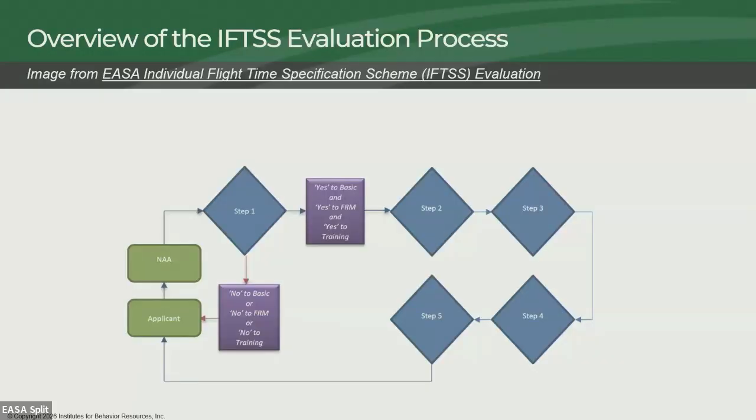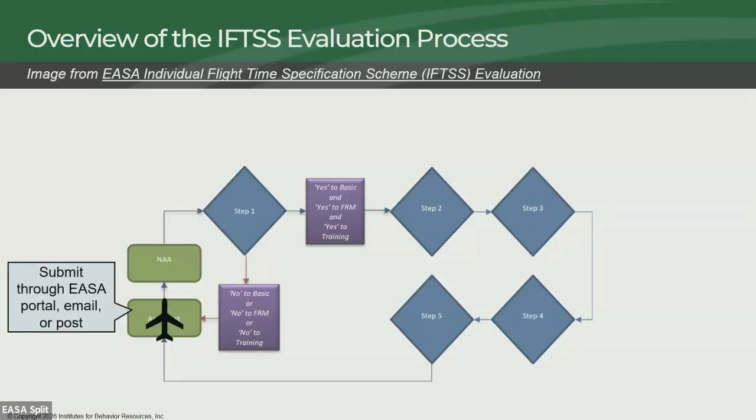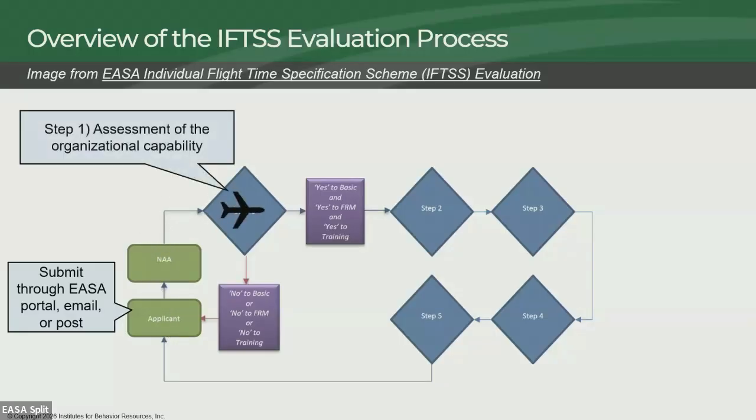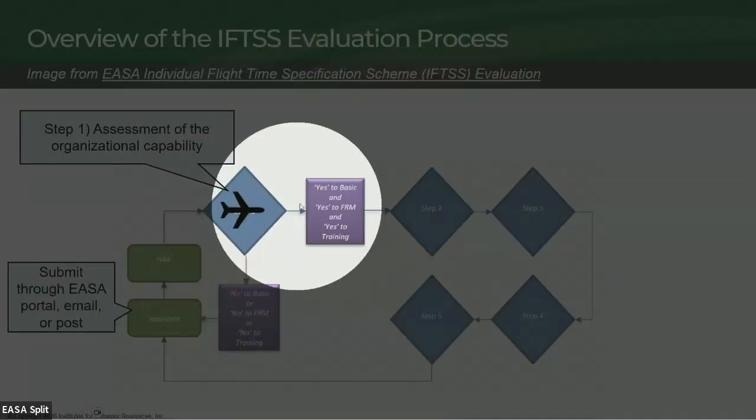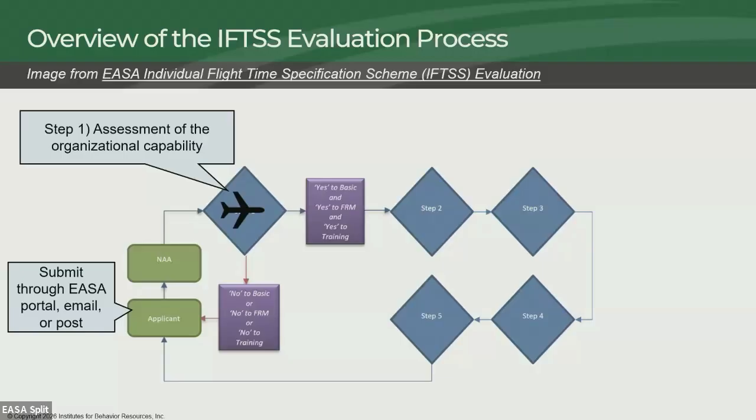Here's what will happen when you go to submit your IFTSS. So you will be the applicant. You will submit either through that portal, or you can email it, or you can mail it in if you so desire. And that will go through the National Aviation Authority. And the first step is going to be looking at the organization. Are you in compliance? Are your flights already mature enough, your safety management mature enough? And you can see in that purple box that there are basic requirements that you have to pass by in order to check that box. And that includes, do you have FRM? Do you have training for fatigue risk management? And this is something that you need to have checked off before you can go to the next step.